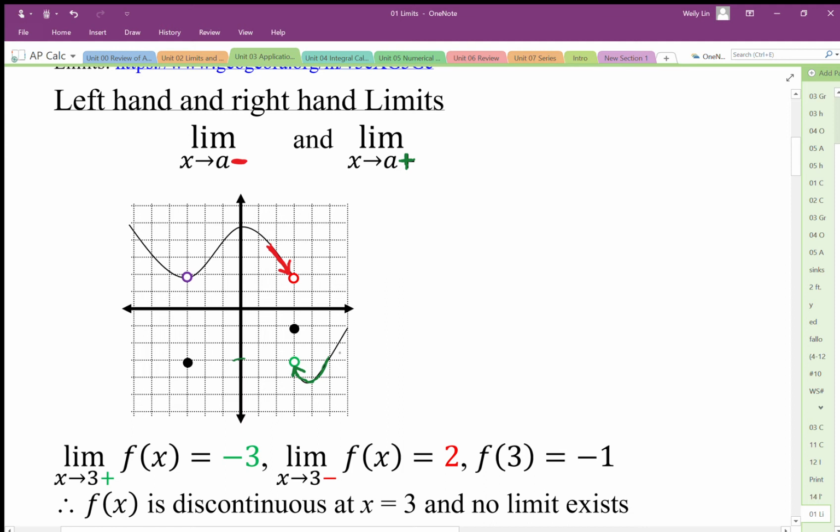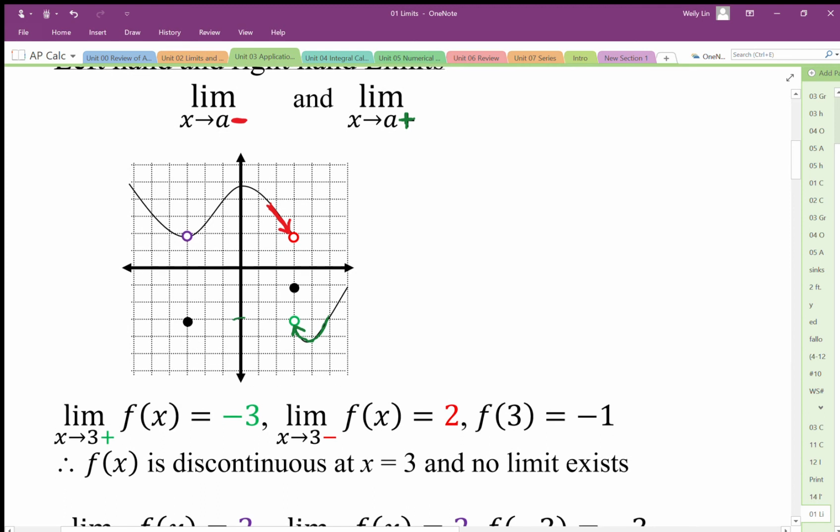And as I approach the 3 from this side, which is my right-handed limit, the limit looks like it's approaching negative 3. Again, it doesn't actually get to negative 3 because it actually goes to that value of negative 1. But again, that's not what the limit is for. The limit doesn't tell us what happens when I actually get there. It just tells me what's going on as I approach, as I'm trying to get there. It looks like I'm headed towards y equals negative 3.